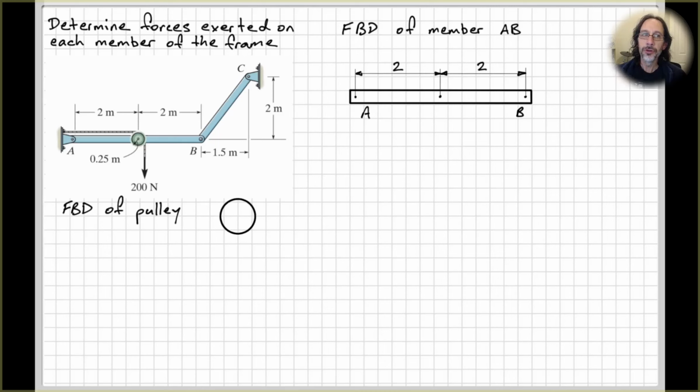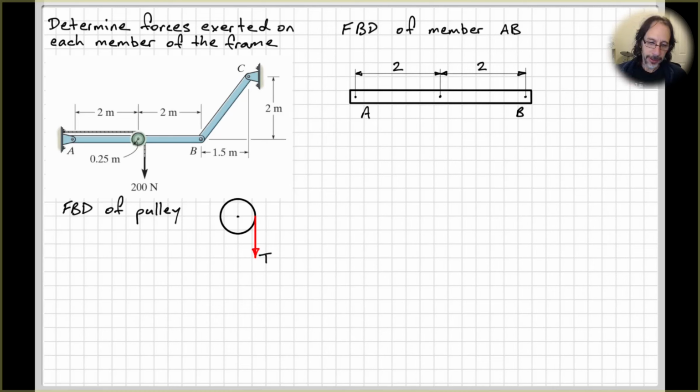If we draw the free body diagram of the pulley on its own, remember, in a free body diagram, the free means it's free of everything that it's connected to. So the center point there, and we've got the force acting downwards from the rope. We can put on that and call that T. In this case it's 200, but I'm just going to call that T for now.